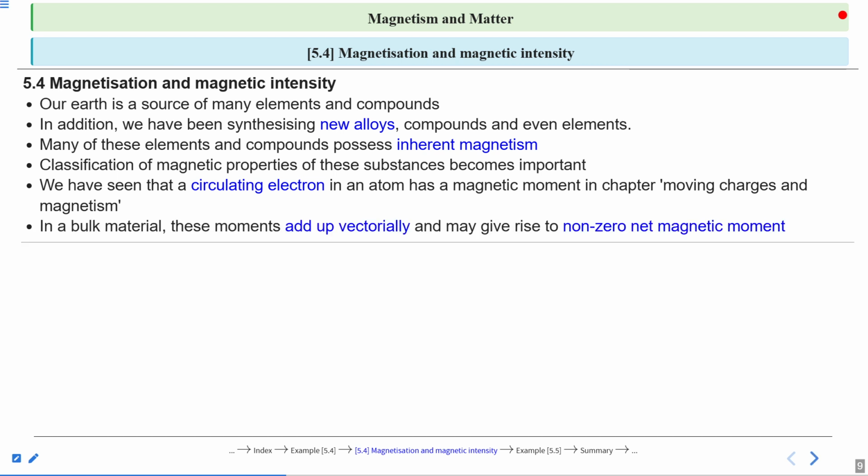In bulk material, these moments, now we know that there are a number of atoms in a material, and in an atom also there are a number of electrons. Due to each electron there is a magnetic moment. So these are individual magnetic moments of all the atoms, all the electrons. In bulk material, these moments add up vectorially.